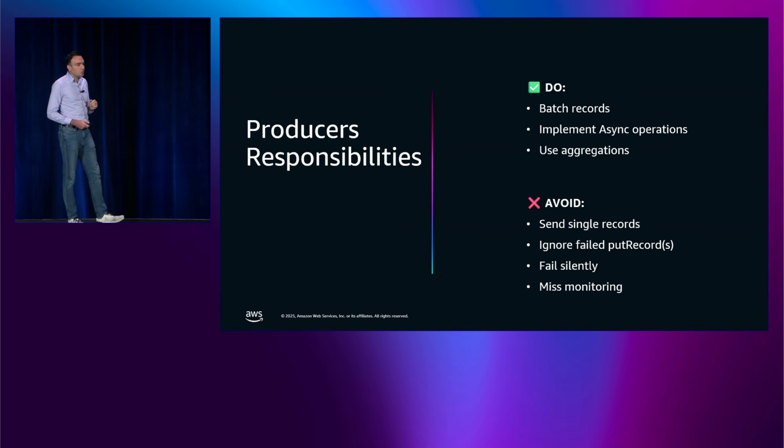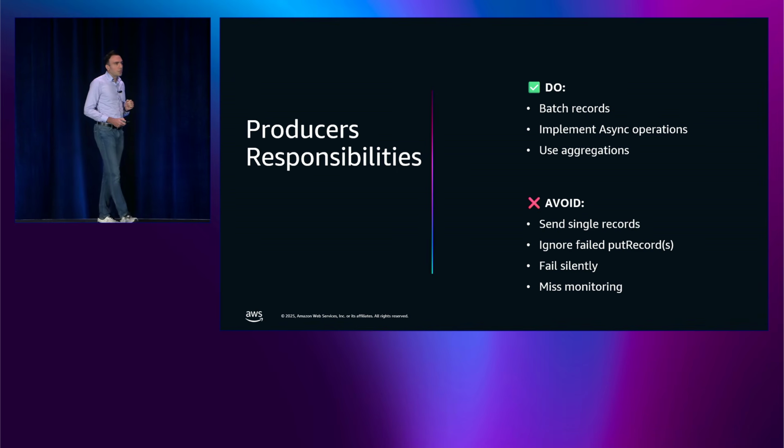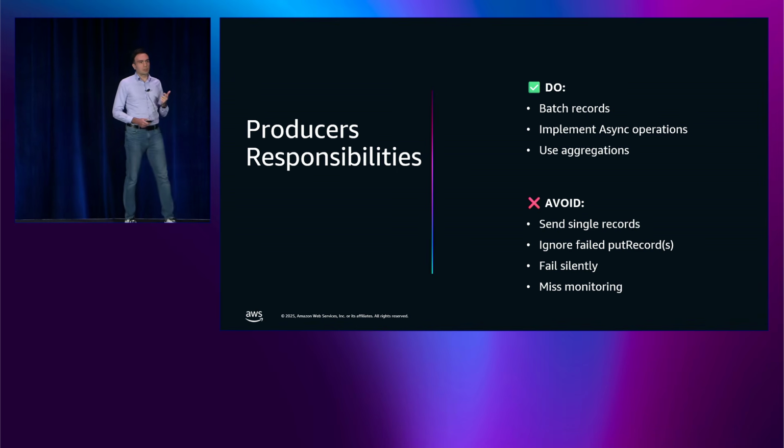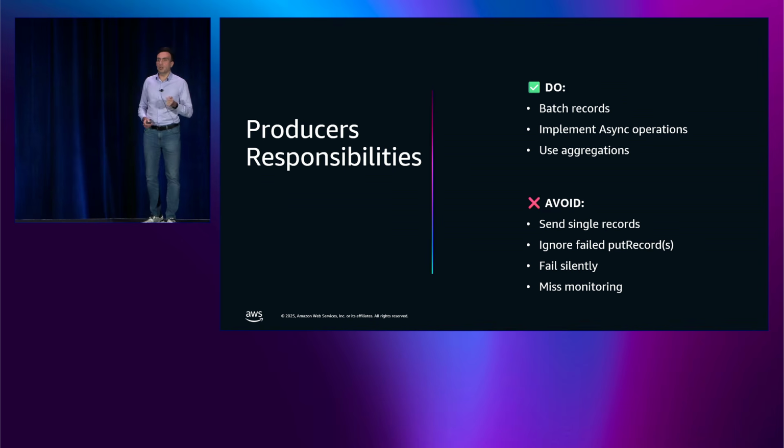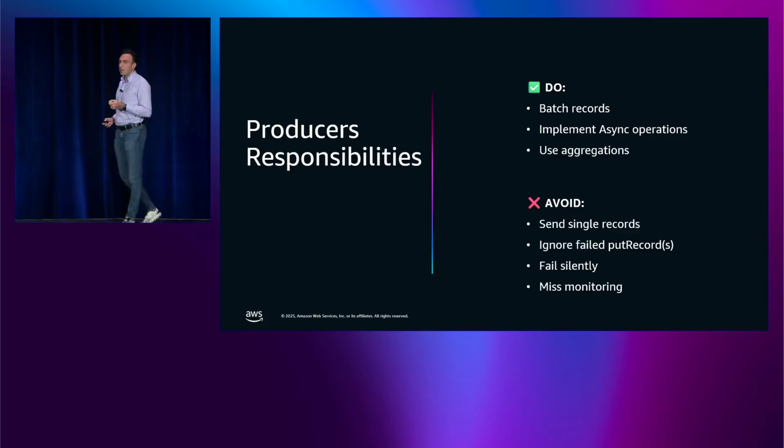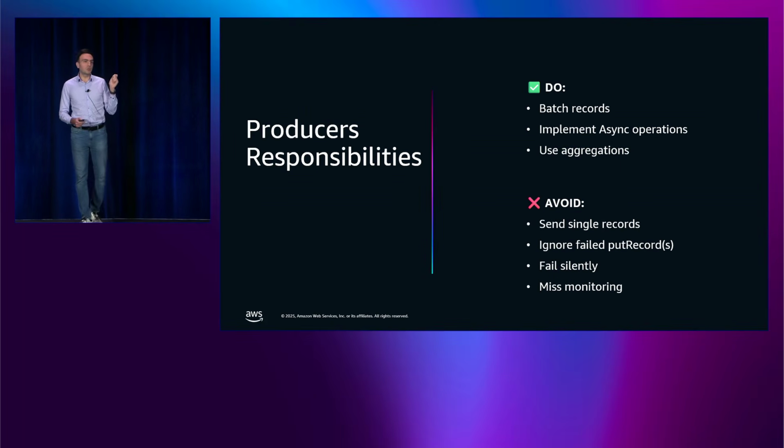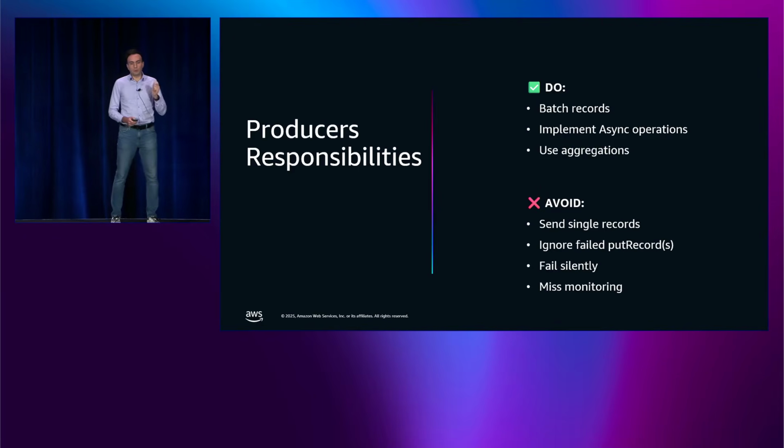Kinesis Data Streams have two APIs for writing records: PutRecord and PutRecords. We recommend, anytime possible, that you use the PutRecords API in order to send multiple records with a single network call. Within PutRecords, you can put up to 500 records. What should be the size of that record? We will talk about that more.